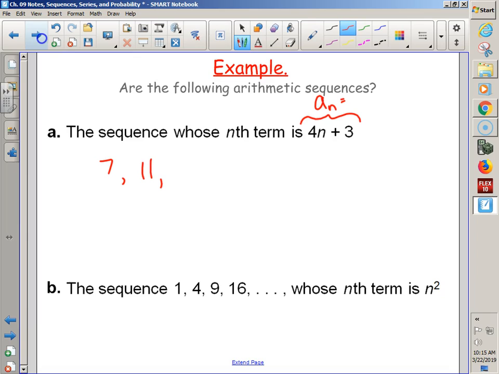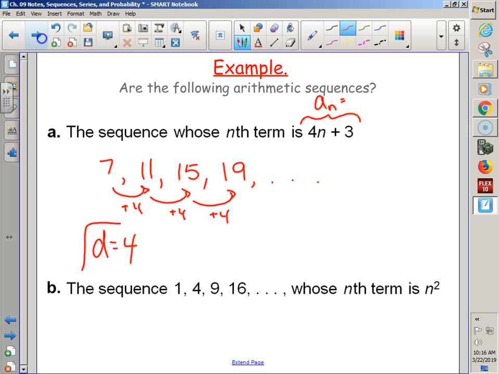8 and 3 is 11. Plug in 3, what do you get? 12 and 3 is 15. Plug in 4, what do you get? 16 and 3 is 19. There you go. Looks pretty arithmetic to me. How come? Yeah. If we can find a common difference, like 11 minus 7, 15 minus 11, 19 minus 15, if we can find a common difference, it's arithmetic.